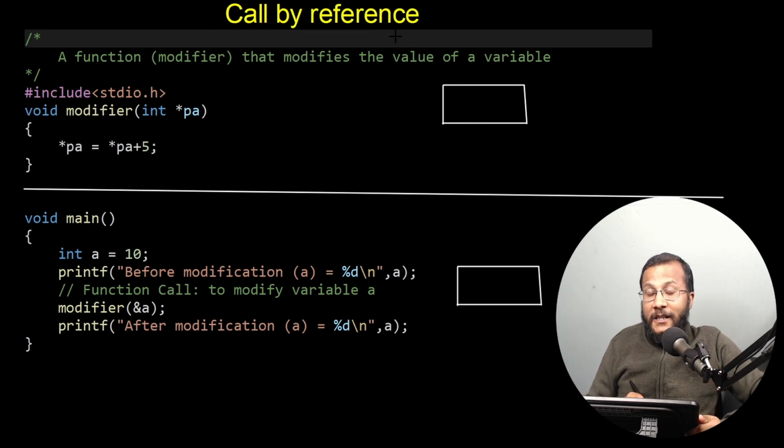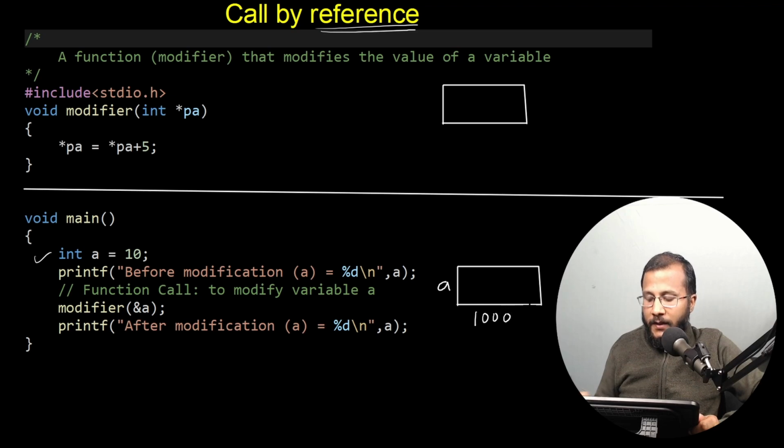This can be fixed by making a call by reference. Now in case of call by reference, you do not pass the value, rather you pass the address of the variable. Okay, let's look at this example. Let's take a in the main function. It is allocated in the memory space address 1000, and the value 10 is stored in this.